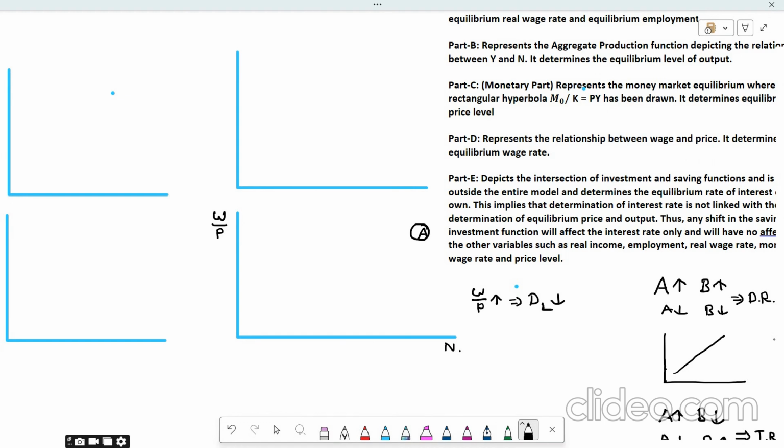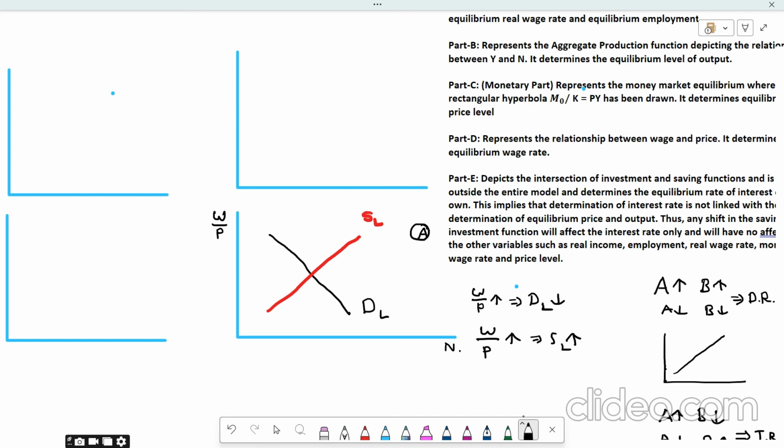Okay, now let me show you. When real wage increases, demand for labor falls. That means the relationship is negative, inverse. So we will have a graph like this, a downward sloping curve. This is called demand for labor. And when real wage increases, supply of labor also increases. We have seen that in the previous section. So here the graph will be like this, upward sloping. This is basically the supply of labor.